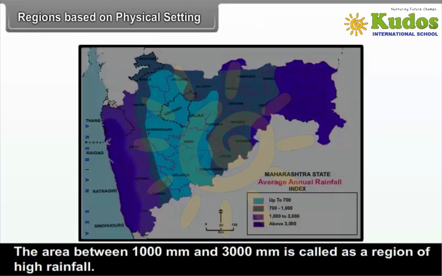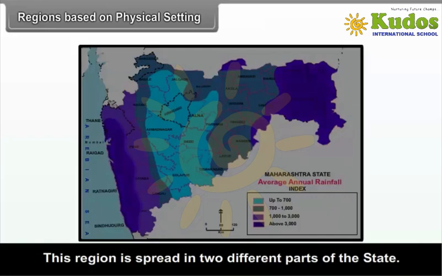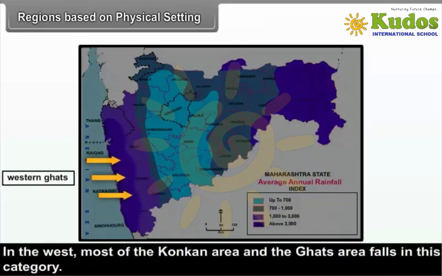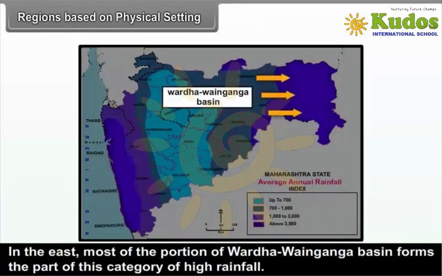The area between 1000 mm and 3000 mm is called the region of high rainfall. This region is spread in 2 different parts of the state. In the west, most of the Konkan area and the Ghat area falls in this category. In the east, most of the Wardha-Wainganga basin forms part of this category of high rainfall.